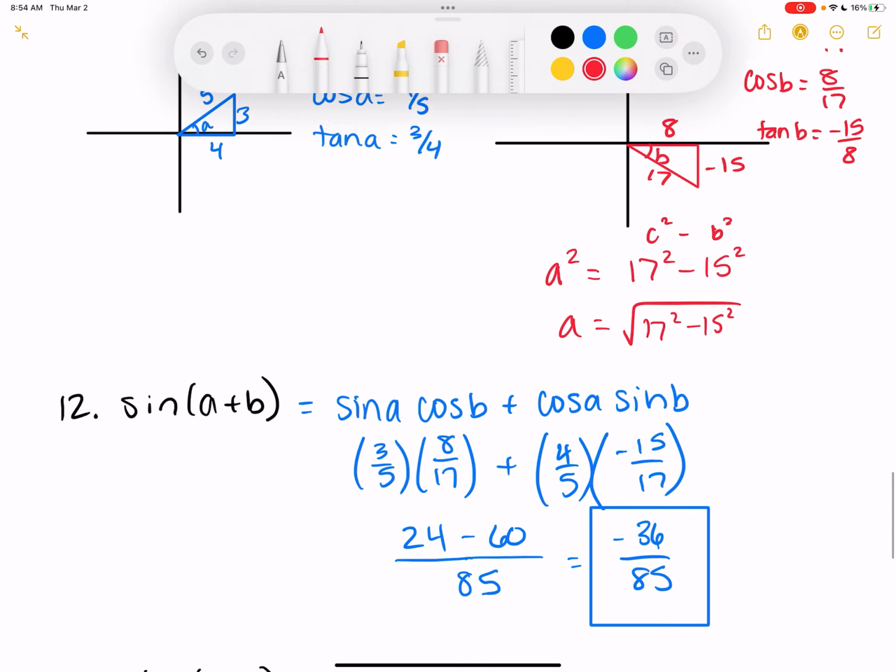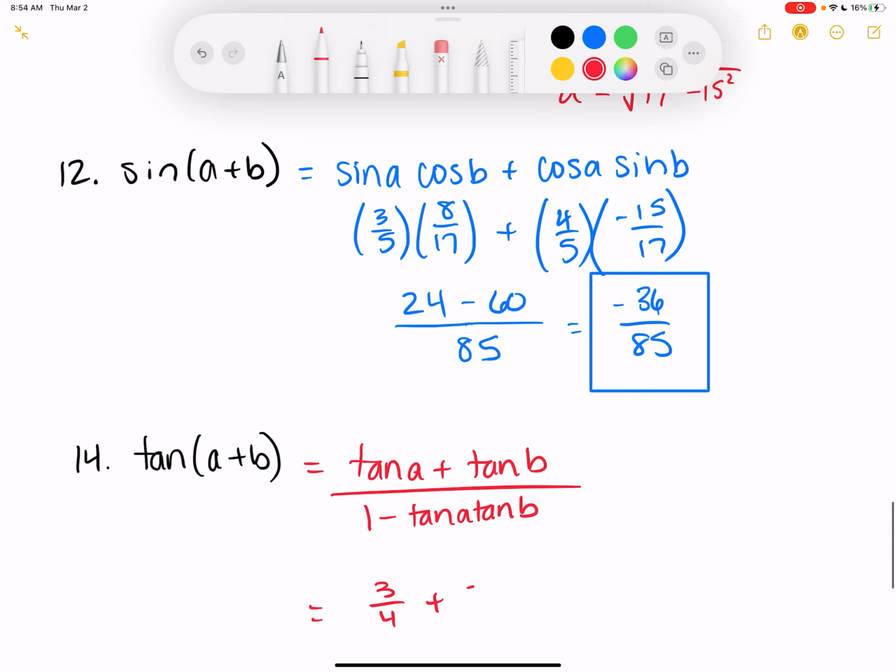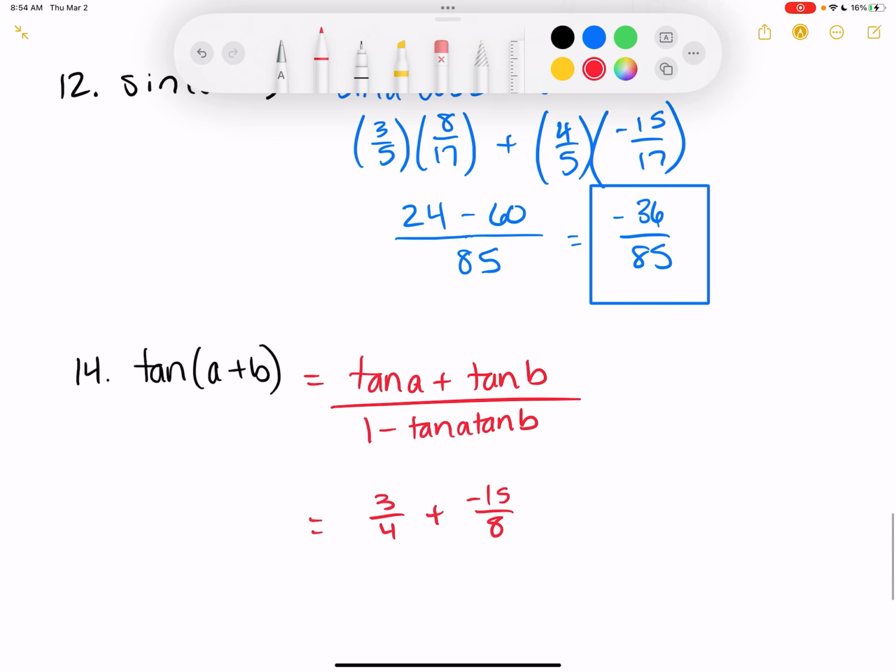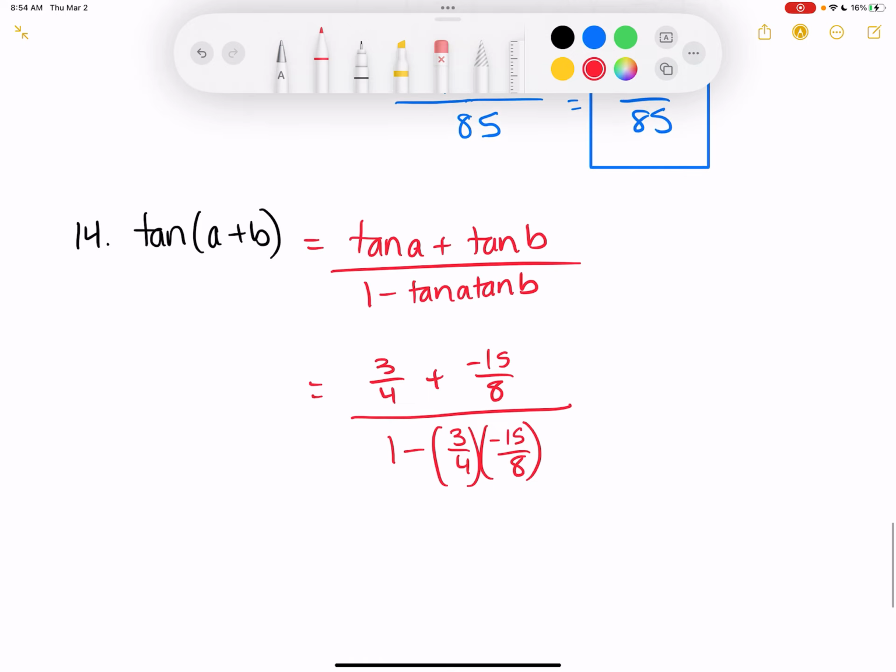Plus tangent of B was negative 15 over 8, all over 1 minus 3 over 4 times negative 15 over 8. So then we still need to get a common denominator, like we do in general. We need a common denominator on the top, and then once we do some multiplication, we'll need one on the bottom as well. So what would I need to multiply this by?